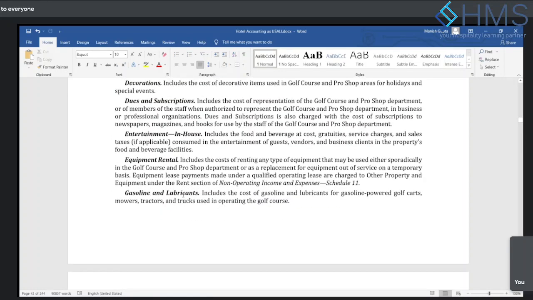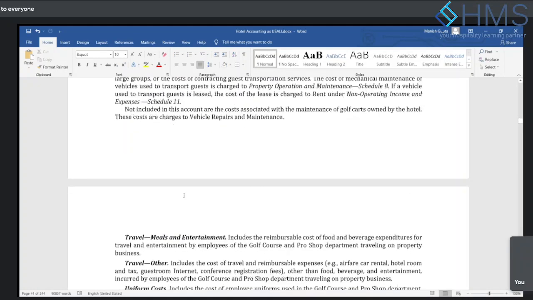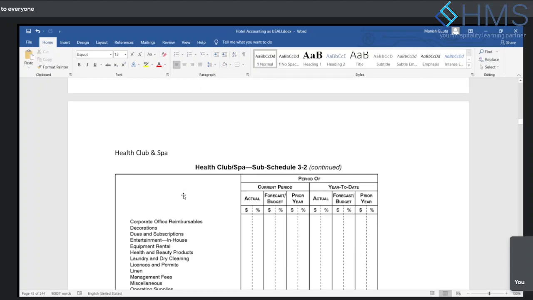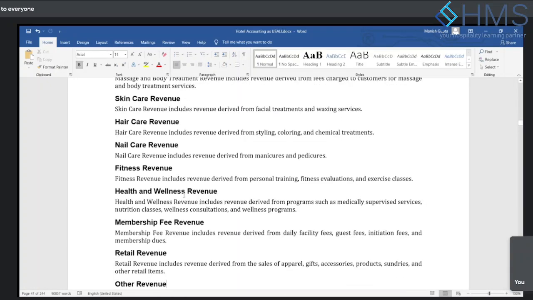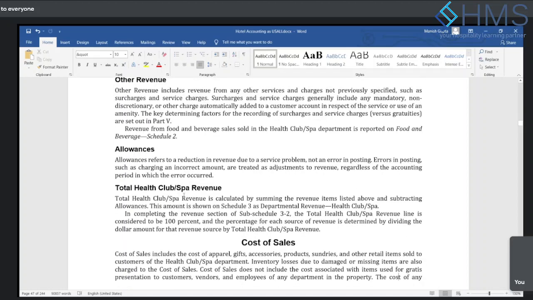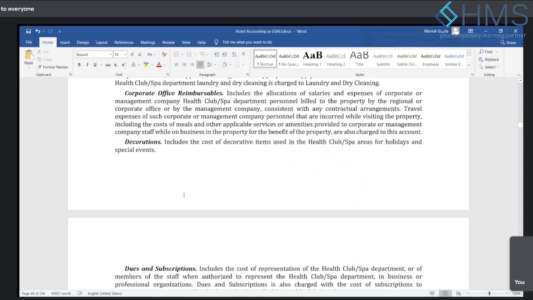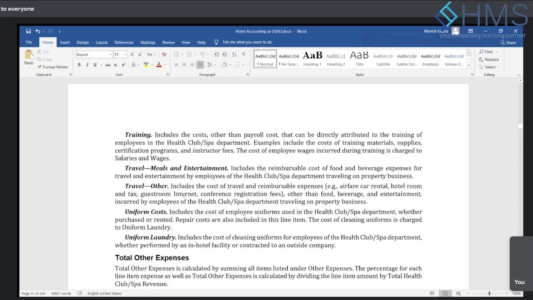I will be giving you the PDF again. I will upload that PDF. Yesterday I forgot to check if I had uploaded the PDF or not, but I will check and upload it into the department. So here's Health Club and Spa. I have explained that in more detail in the video. You have these different types of revenue that are prescribed by USALI: skin care, hair care, nail care, fitness, holistic wellness, membership fee, retail revenue, and other revenue. And then you have cost of sales for each of these line items. The labor cost and other operating expenses are pretty much the same. So that's basically the other operating departments.